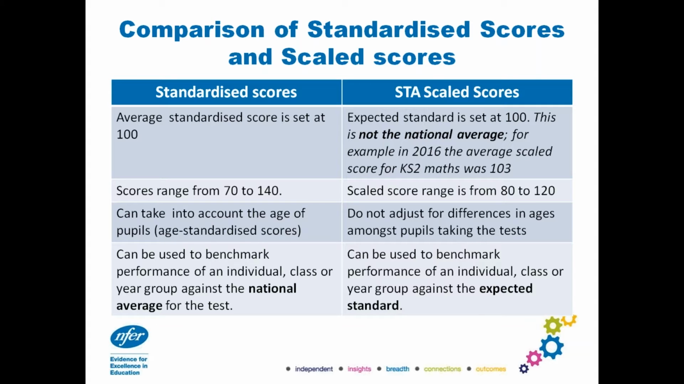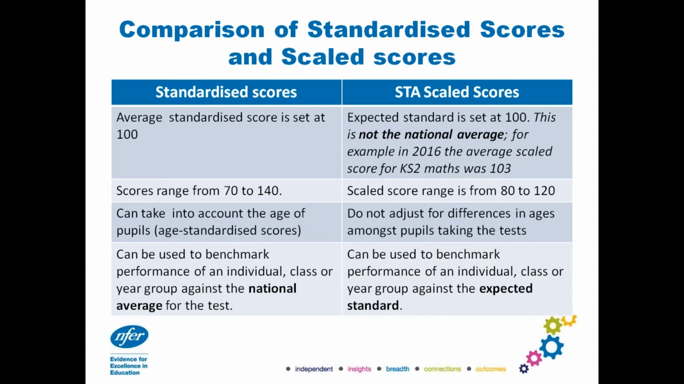So for example, in 2016, the average scale score for the Key Stage 2 Maths SAT was 103. So you can see there that the national average is slightly higher than the expected standard, which is set at 100. On the NFER standardised scores, they range from 70 to 140, and that's typical across most standardised tests. Whereas the scale score range in the national curriculum test is slightly narrower. It goes from 80 to 120. So it's a narrower range of scores available.